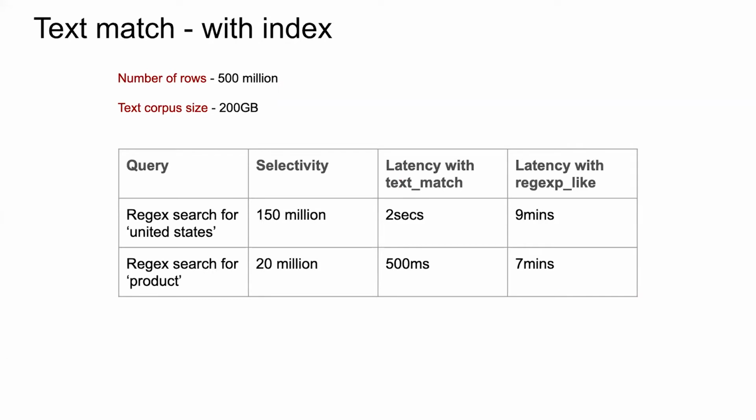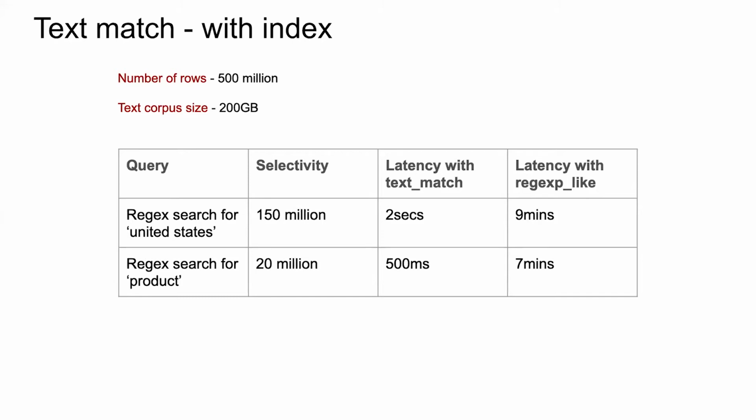Now, how does this compare with regexp-like, which does not use an index? We took a data set of 500 million rows and a text corpus of size 200 GB, and we ran 2 random queries with reasonably high selectivity. In one query, we just did a regex search for the phrase United States. The selectivity is 150 million.